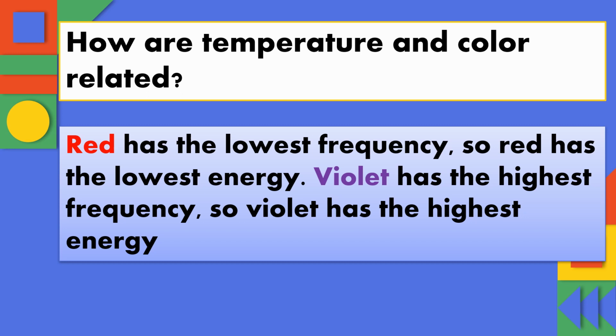Para mas madaling maintindihan, red has the lowest frequency, so red has the lowest energy. While the violet has the highest frequency, so violet has the highest energy. So, yung color red, since mababa ang frequency niya, mababa din yung kanyang energy. While yung violet naman, since mataas ang frequency niya, so ang energy niya ay mataas din.